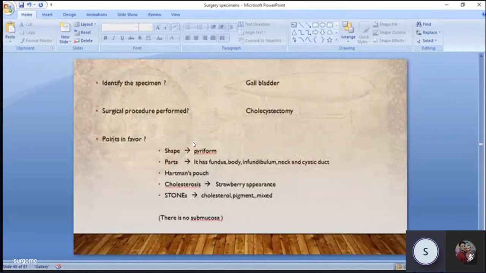So what are the points in favor? Why do you say so? It's a gallbladder because of the pyriform shape. It has the parts: fundus, body, infundibulum, neck, and cystic duct. Hartmann's pouch is not a part of the gallbladder. It is a pathological outpouching.